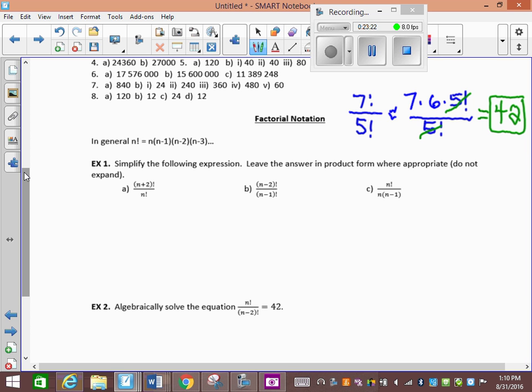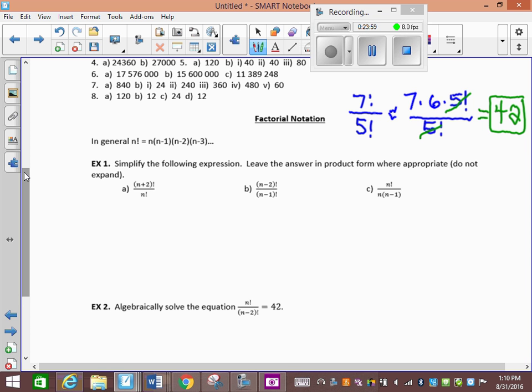Does that make sense with numbers? So we're going to do the same thing, but with letters. So, what is bigger? N plus 2 factorial or n factorial? N plus 2 is actually bigger. Because how do I expand n plus 2? What's 1 less than n plus 2? N plus 1. What's 1 less than n plus 1? N. What's 1 less than n? N minus 1, then n minus 2, right? So, n plus 2 is bigger than n because I can expand it out and it'll have an n factorial in it. So let's see that.